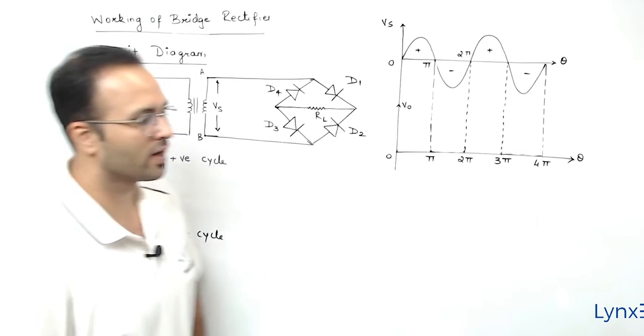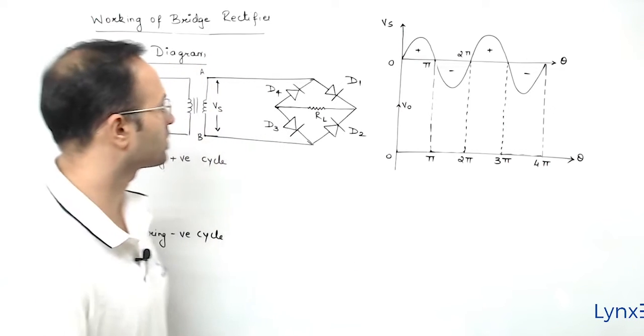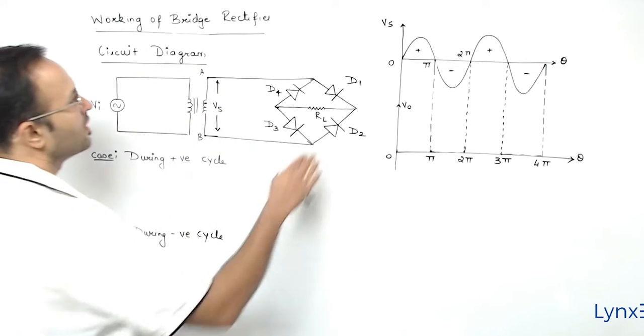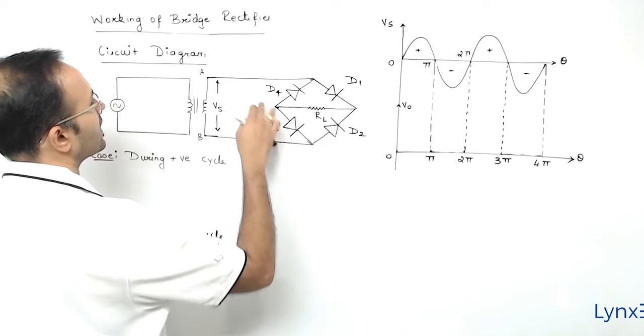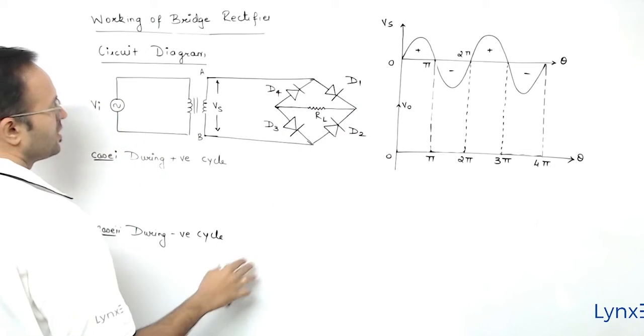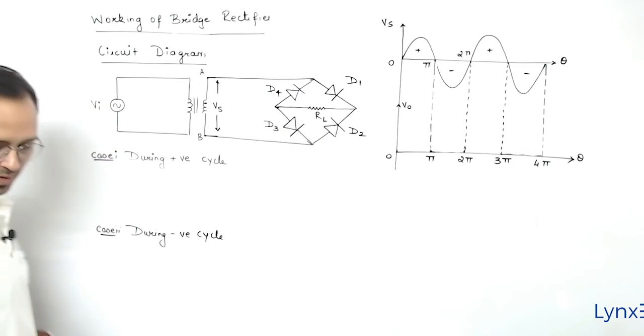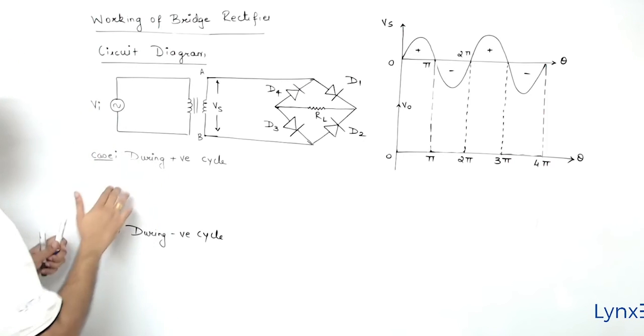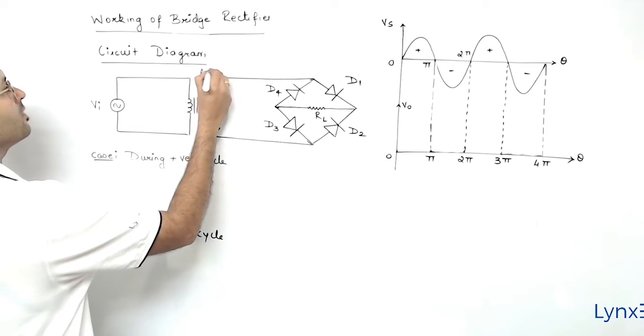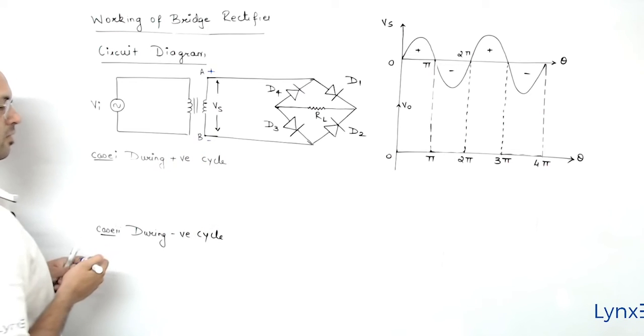As you know, rectifiers are nothing but an application of diodes. So there are 4 diodes here, D1, D2, D3, D4, connected in this fashion. So let's check what happens in the positive cycle, how it works. In the positive cycle, your A will be positive and your B will be negative, right?